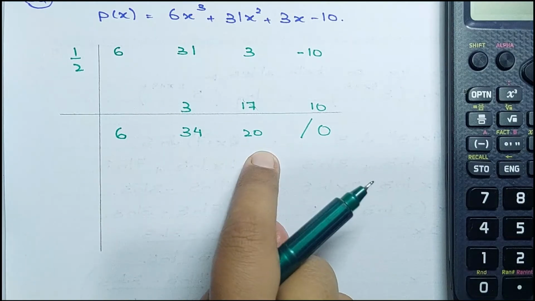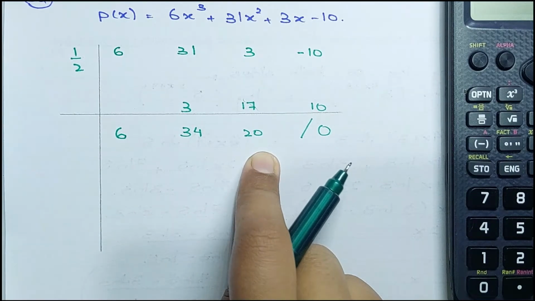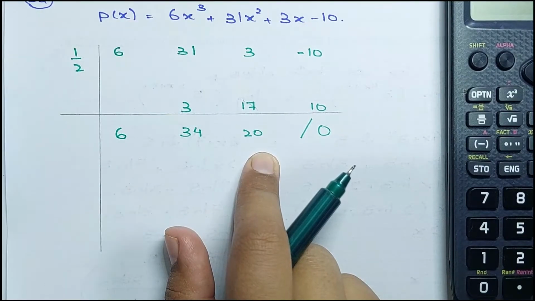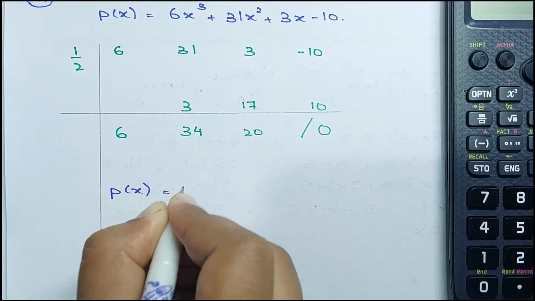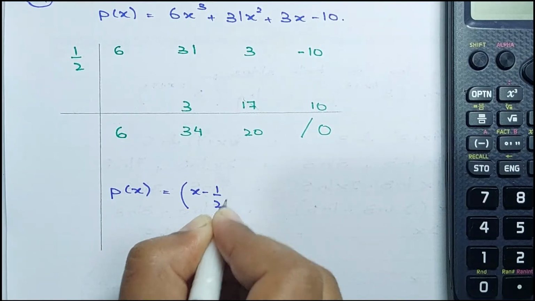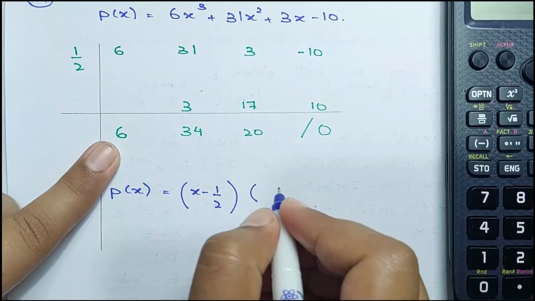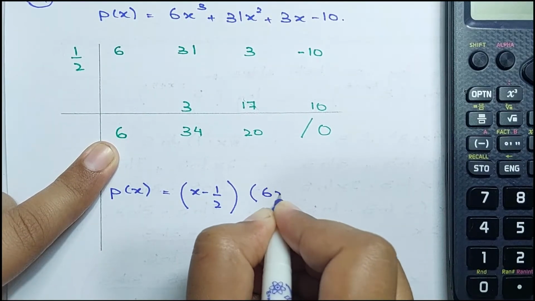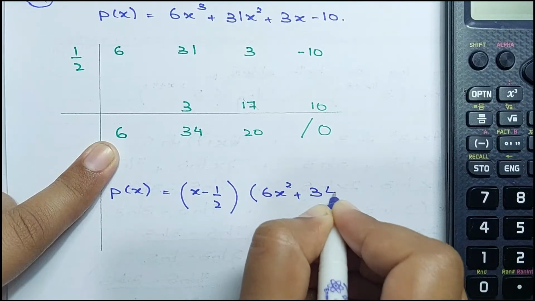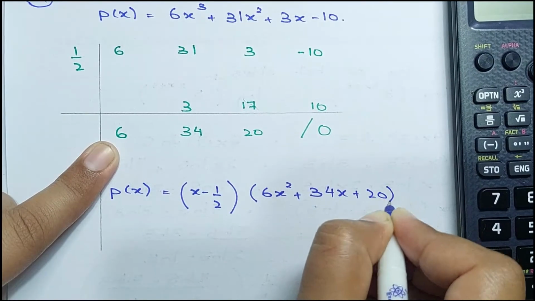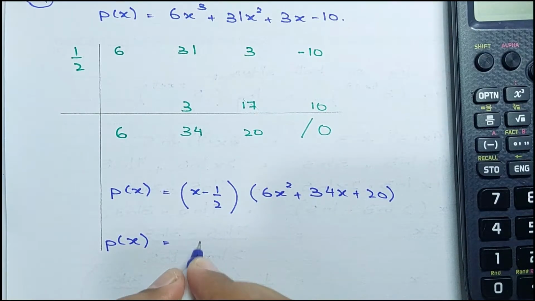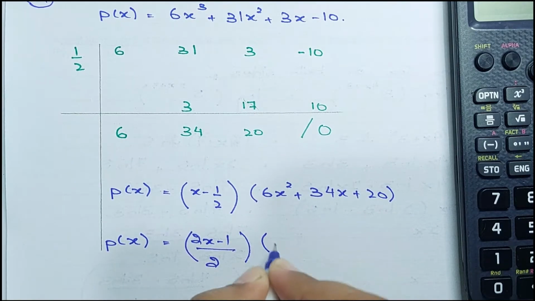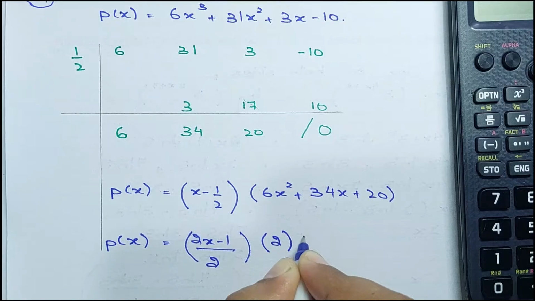Now these are the reduced form. In synthetic division we reduce the equation from cubic to quadratic. Now let me write down p of x. We have the factor x minus 1 by 2, and the rest is the quadratic equation, where 6 is the coefficient of x square, 34 is the coefficient of x, and 20 is the constant term. Now this polynomial p of x becomes 2x minus 1 divided by 2, and let me take 2 common as well from this.